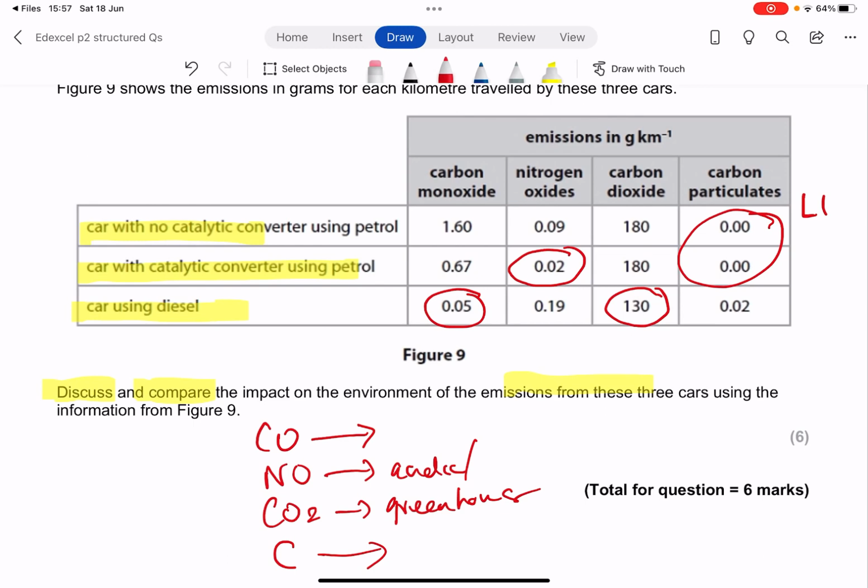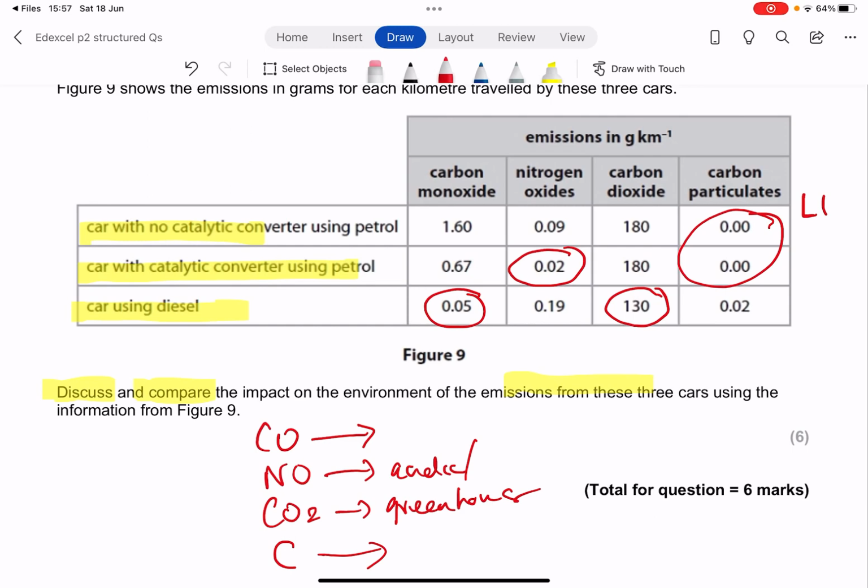And carbon particulates basically can settle on lungs. They can cause breathing problems, can make asthma worse, and they can make the buildings look very dirty by settling on those buildings.